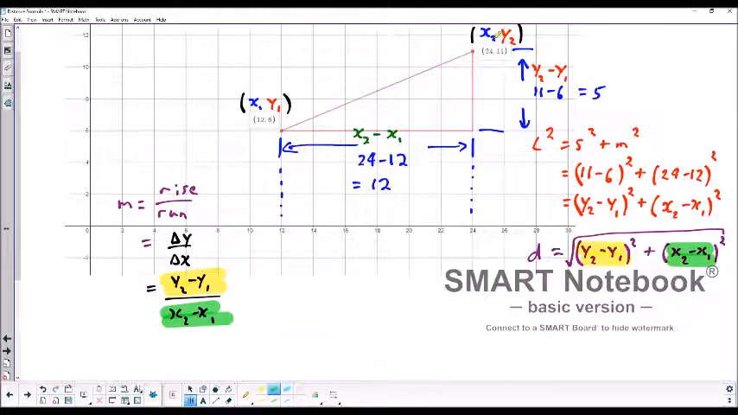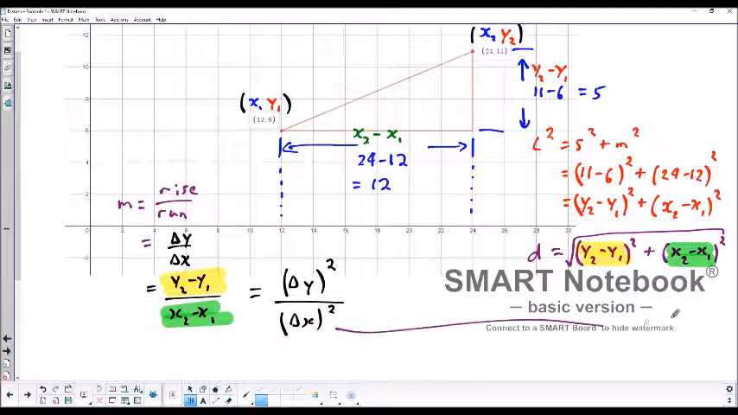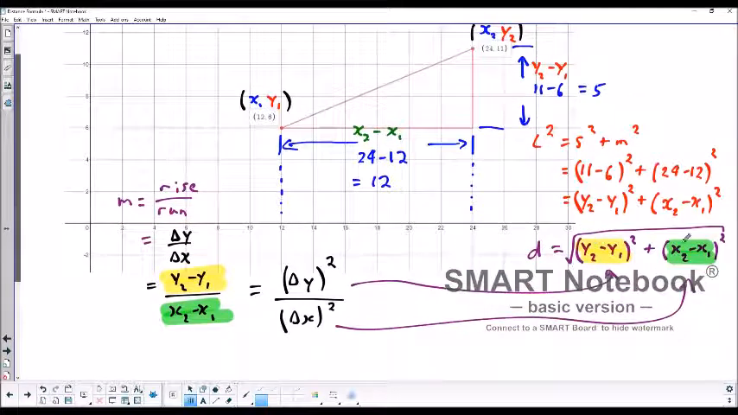So if we were to find the slope or the gradient of a line segment between 2 points, we would take the y values and subtract them, take the x values and subtract them, and then take the ratio of that. That would give us the gradient of that line segment. And if we were then to square those differences, let's say delta y squared and delta x squared, those are the two differences in the distance formula. And the distance formula is nothing more than the Pythagorean theorem.